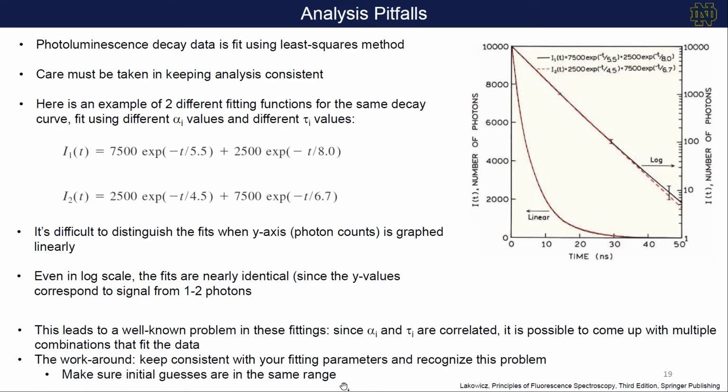As long as you're keeping that fairly consistent, and as long as you're really being careful with your fitting, you can at least be self-consistent within your fitting parameters. But again, there is technically no way, if you're using least squares, to get around this mathematical correlation problem. So again, always be aware of this when doing fittings.